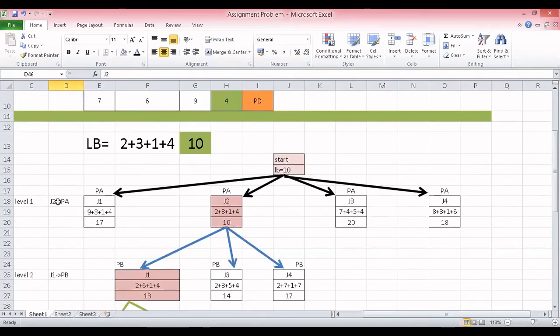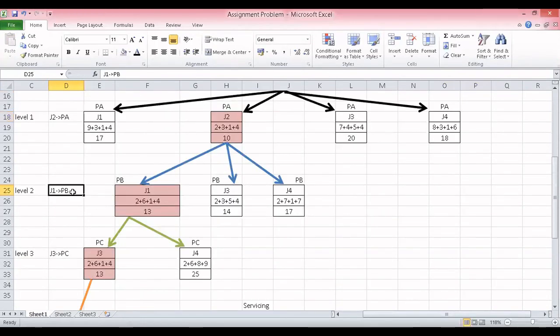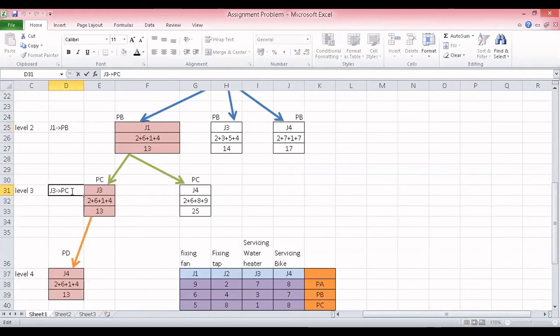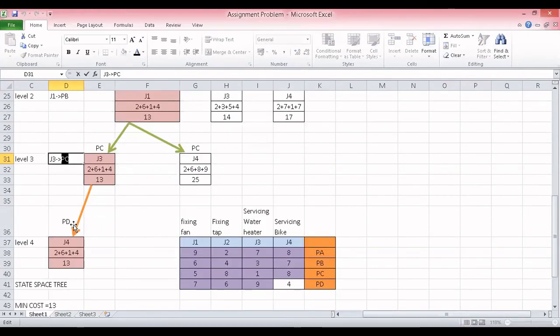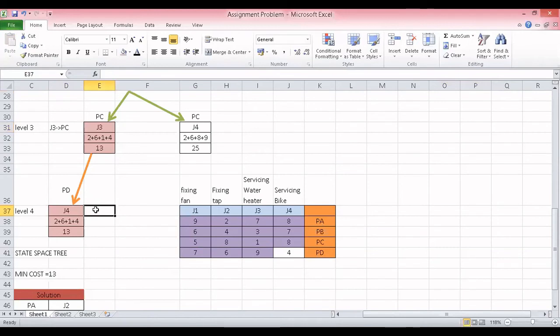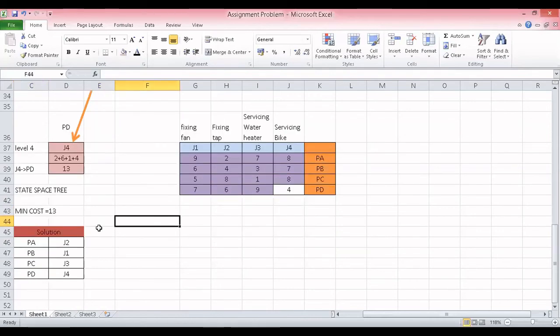See, at level 1, job 2 is assigned to which person? Person A. Job 1 is assigned to which person? Person B. Job 3 is assigned to which person? Person C. And here, job 4 is assigned to which person? Person D. So the same thing I have written in the solution box.